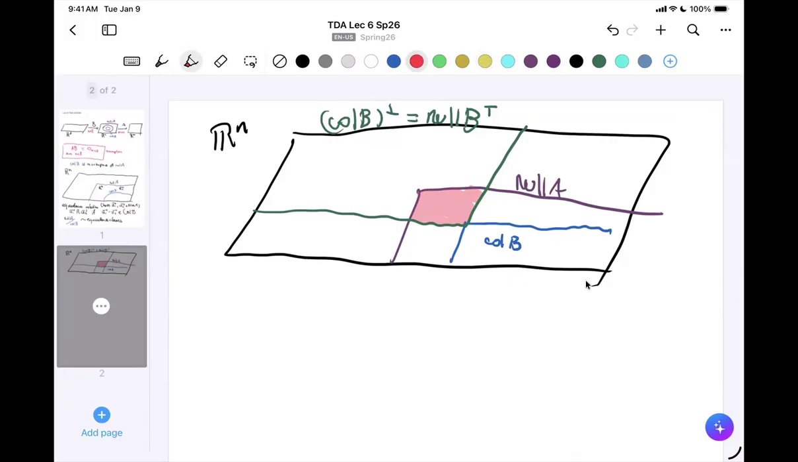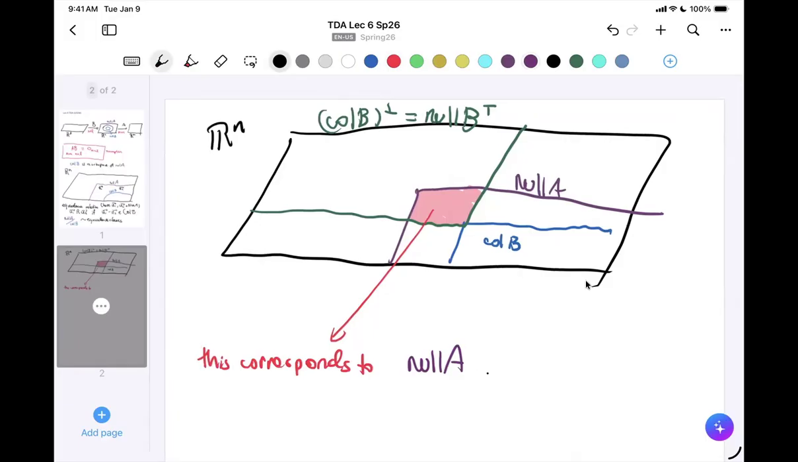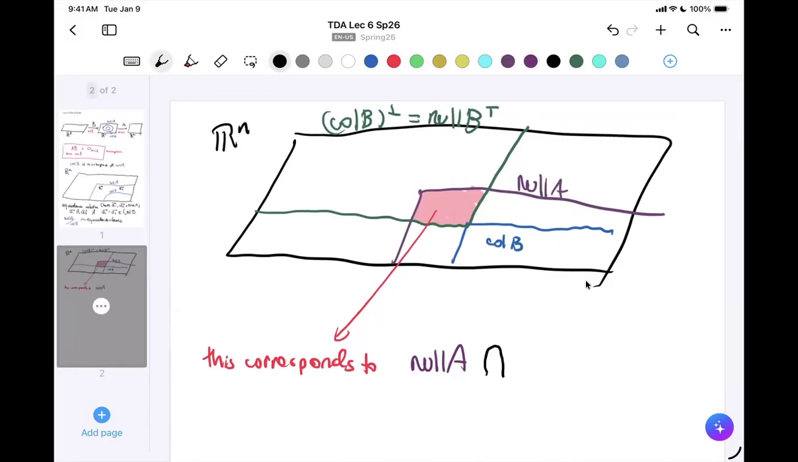So this overlap region corresponds to the intersection of the null space. This is the symbol for intersection. I think you saw it in linear algebra, but I just mean you look at the vectors that are both in the null space of A and in the null space of the transpose.